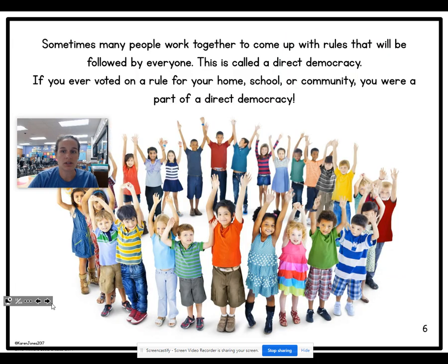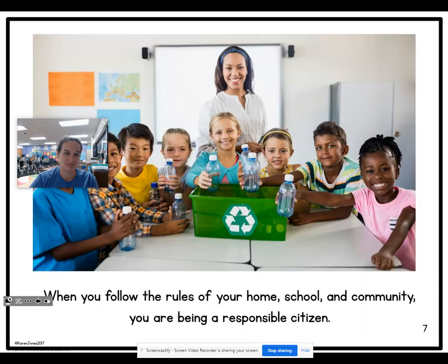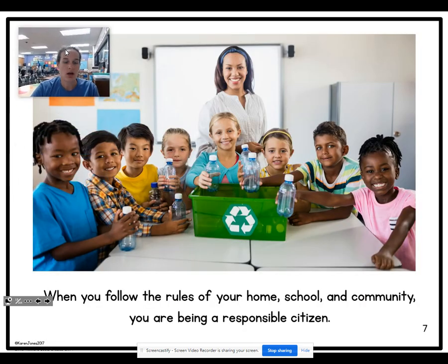Sometimes many people work together to come up with the rules. This is called a democracy. Sometimes we vote on rules to have at home, school, or our community. When you follow the rules of your home, school, and community, you are being a responsible citizen, and you learned lots of ways to be a responsible citizen already.